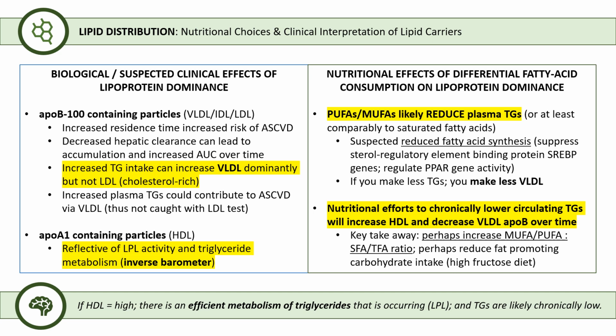Bottom line, maybe we can use our exogenous pathway more favorably than our endogenous pathway, since the latter relies on ApoB particles, and perhaps shift towards fats which reduce the need to use our endogenous pathway, like MUFAs and PUFAs, proportionally over SFAs and TFAs.